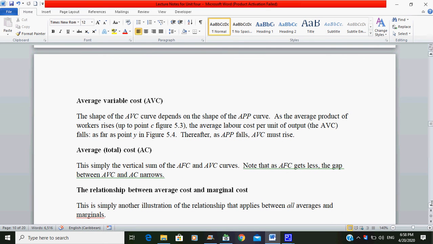Average total cost now is simply the vertical sum of the average fixed cost and the average variable cost curves. Note that as AFC gets less, the gap between AVC and AC what? Narrows.